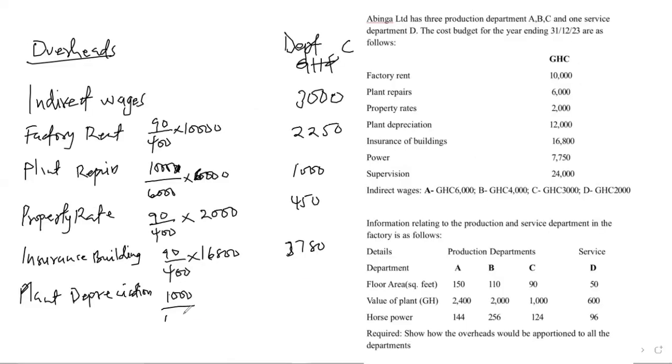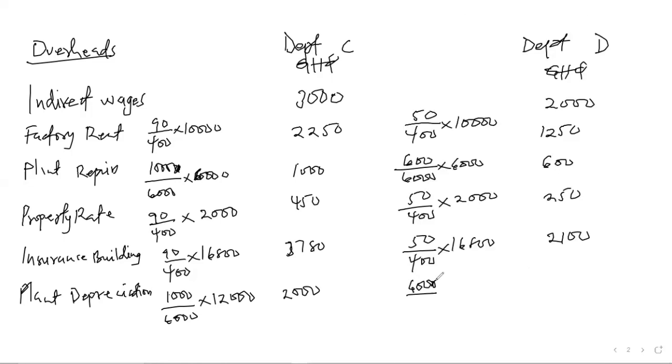Divided by 6,000 times 12,000, which will give us 2,000. Then we have 600. $6,000 times 12,000, and that will give us 1,200.